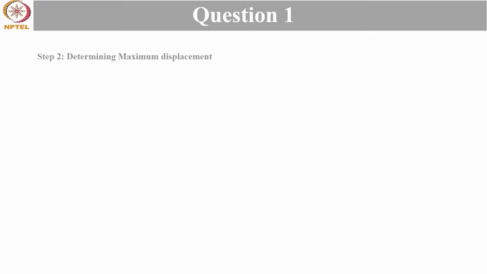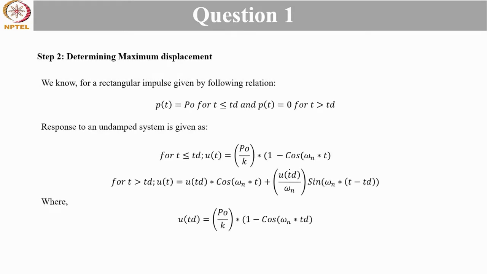Now, what is the next step? Next step is to determine the maximum displacement. Now, in the week content, we saw when a rectangular impulse is given. So, what kind of impulse is given in the question? There is this impulse that is applied for a short time, a force that has been applied for a short interval of time, and after that time, the force has been removed.